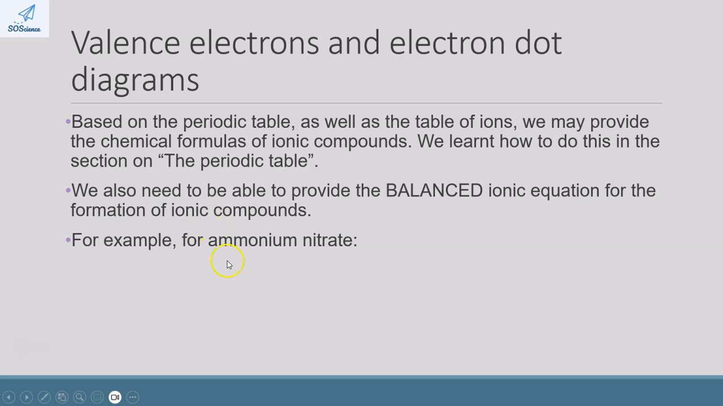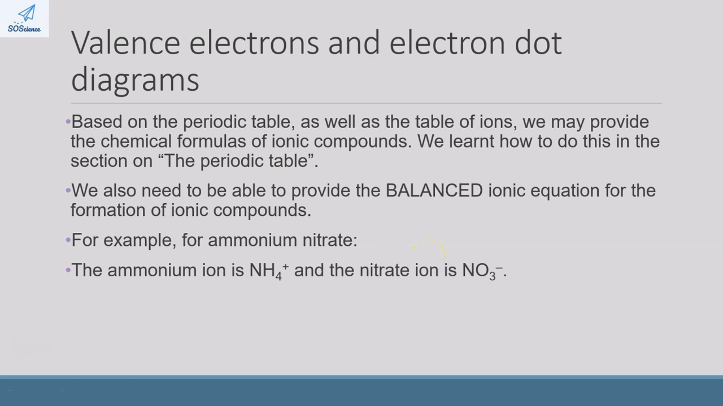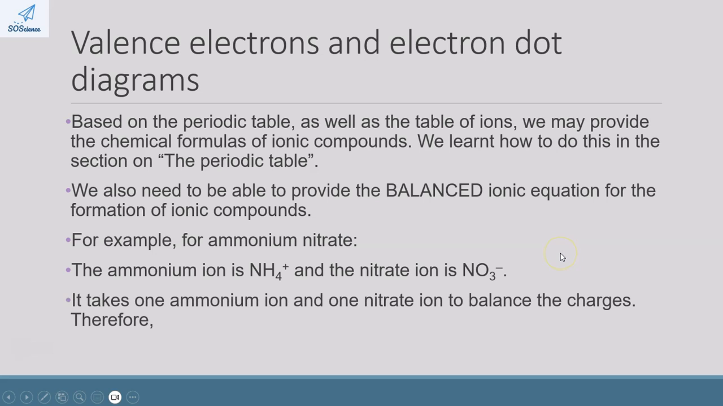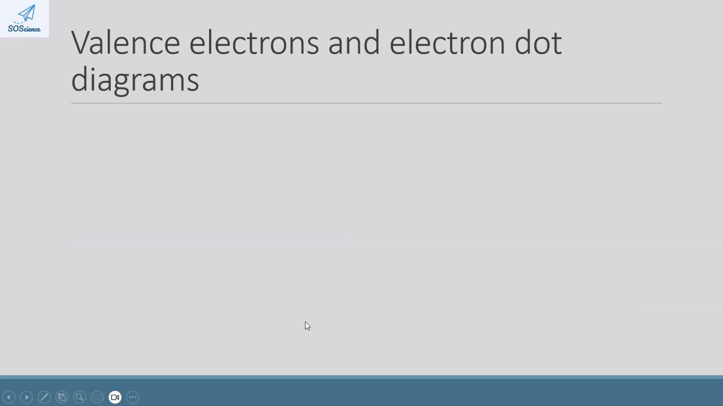what we know is what the ammonium ion looks like, and we know what the nitrate ion looks like, and then we need to make sure that we balance out the charges. So the ammonium ion is NH4+, and the nitrate ion is NO3-. So NH4+ wants to give away an electron and NO3- wants to gain an electron. So it takes 1 ammonium ion and 1 nitrate ion to balance out the charges. So we can say that 1 NH4+ and 1 NO3- makes 1 NH4NO3. And this is the chemical formula for ammonium nitrate.